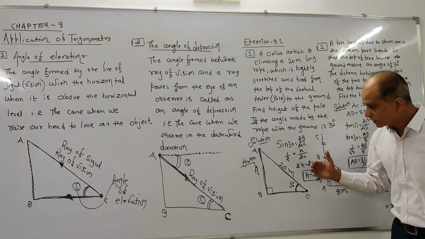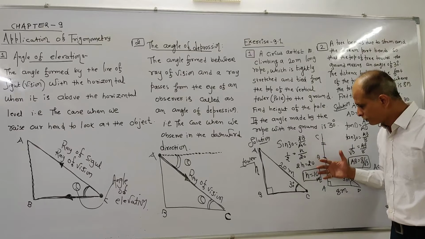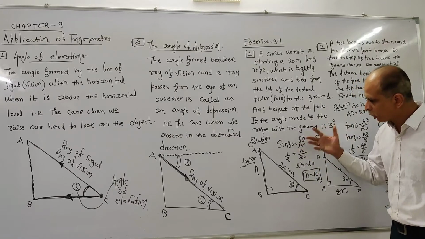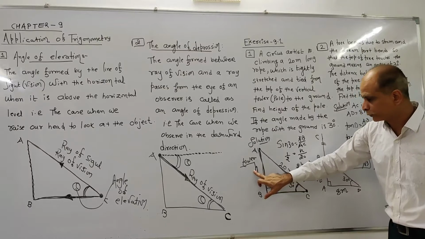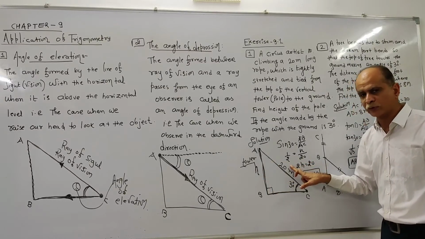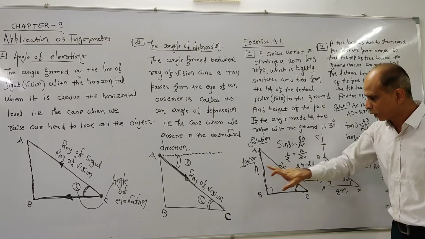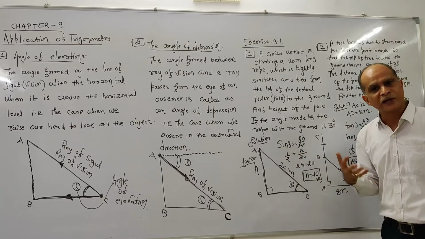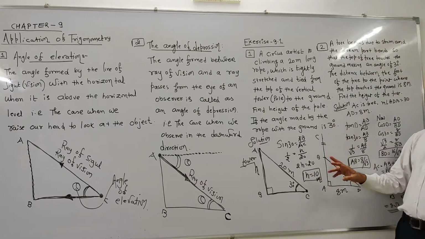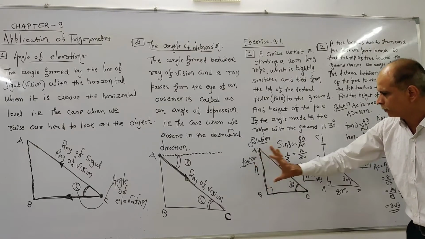So on the basis of the lengths given, you have to select either sine, cos or tan. For example, here the opposite side is given to you and the hypotenuse is given to you, and that's why the formula which concerns opposite and hypotenuse, that is sine. So we have used sine 30. Very simple example: how to find out the height of the pole.